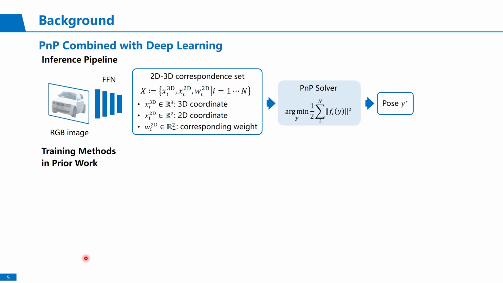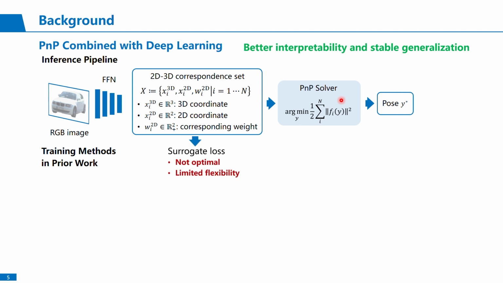Today, PnP methods are often combined with deep learning. The common inference pipeline is to deploy a feed-forward network to predict the 2D-3D correspondence set X, and then solve the object pose via a PnP solver. This combined model has much better interpretability and stable generalization performance, but the training methods in prior work are rather limited.